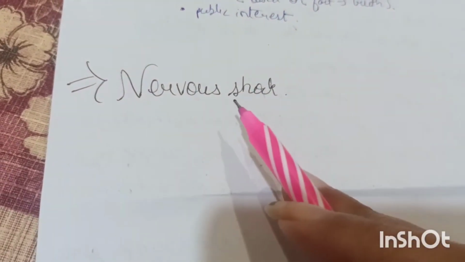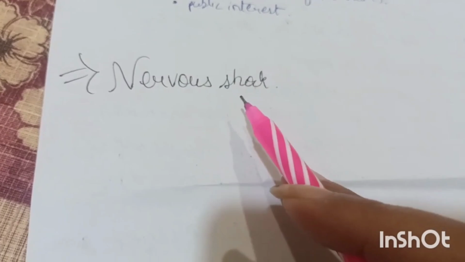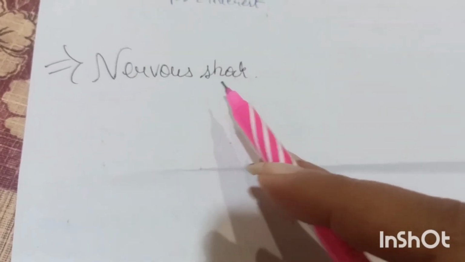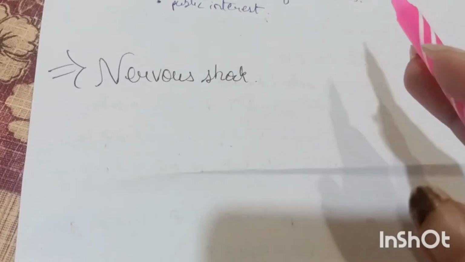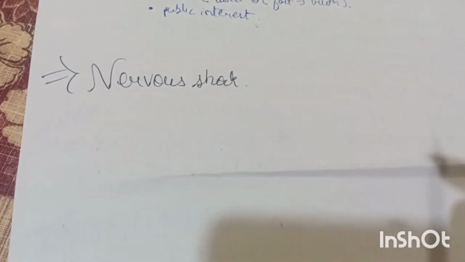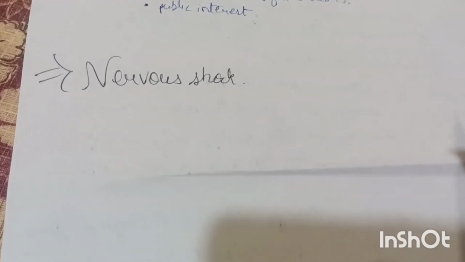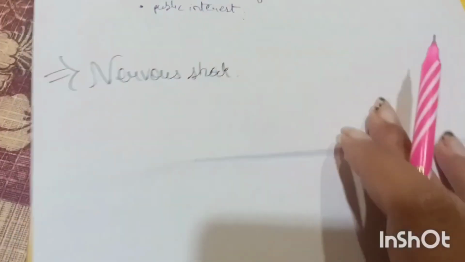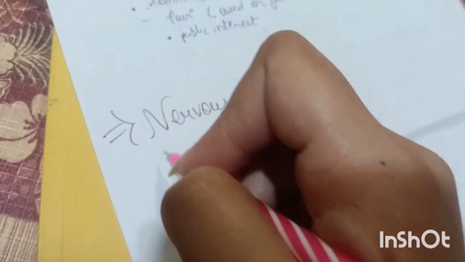So now let's understand nervous shock. First, let's understand this through an example. You can take an example that a pregnant lady was going in the market, and there occurred an accident, and she went there and she saw some blood, due to which a stillborn child was born. Okay, so in this case you can say that there was nervous shock.